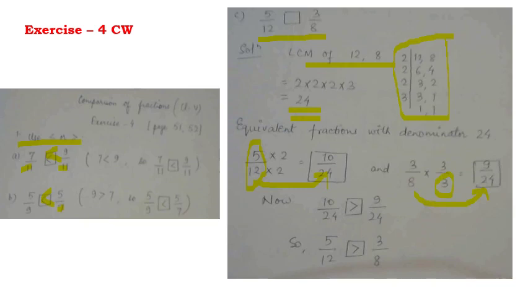Now you can compare 10 by 24 and 9 by 24. Which one is greater? Yes, 10 by 24 is greater than 9 by 24. So 5 by 12 is greater than 3 by 8. Don't stop here. You have to give the answer as asked in the question.